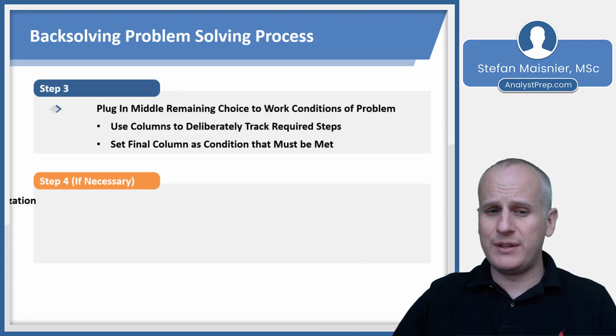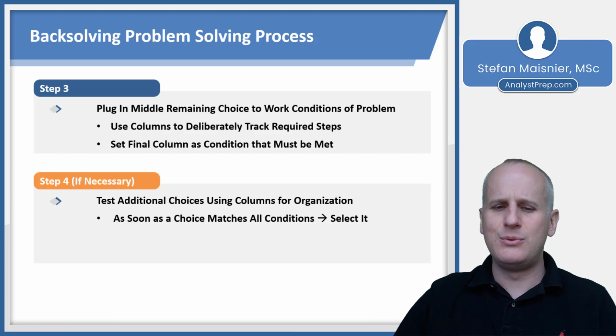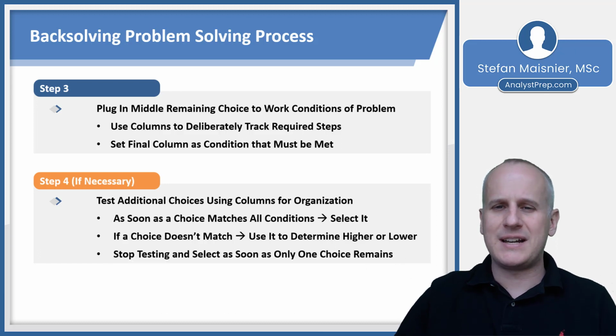And then step 4 is only if necessary. You'll test the additional choices using the columns for organization. As soon as any choice matches all conditions, you can select it. So if that was your first choice, you're done. That's why this is only if necessary. As soon as a choice doesn't match, you want to consider whether that indicates that you need to go higher or lower in your ordered choices. And you can stop testing and select as soon as one choice remains, which means that if you've determined that you have to keep going lower and there's only one lower option, you don't even have to test that last lower option because it's the only thing that logically could work at that point anyway.